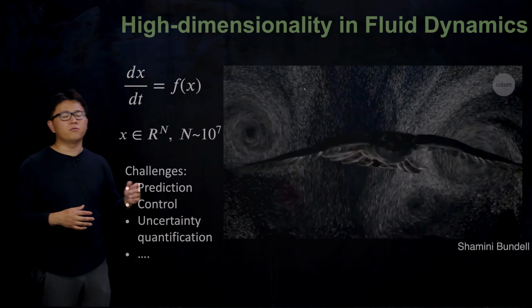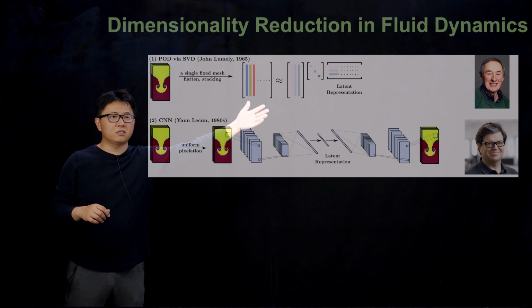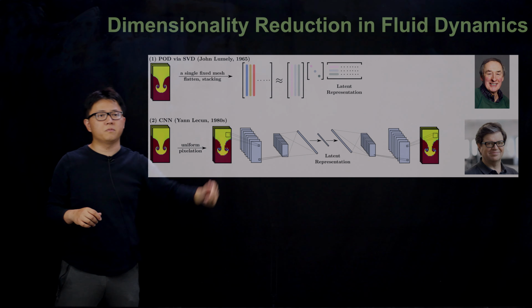So mainly there are two algorithms out there. The first one is POD, proper orthogonal decomposition. So basically you have a super long vector. You basically get it by flattening all the variables on a mesh. Then you're stacking them over time. Once you're stacking them over time, you perform a singular value decomposition, U S V transpose. The V transpose is the latent representation.